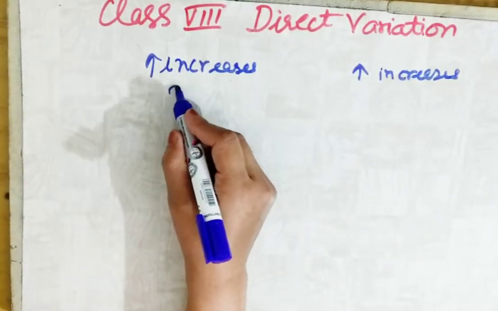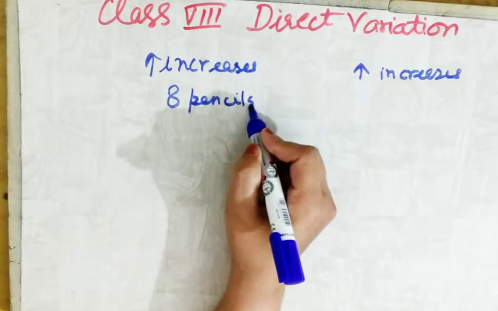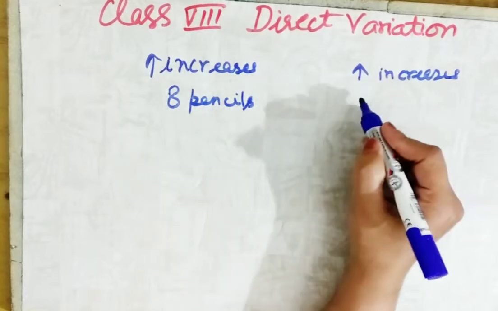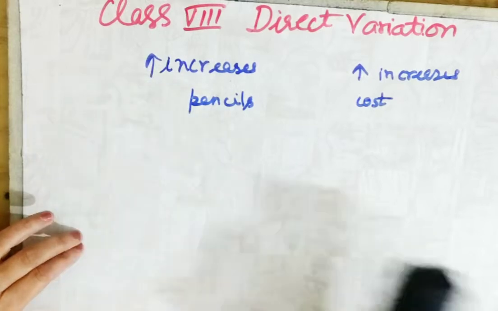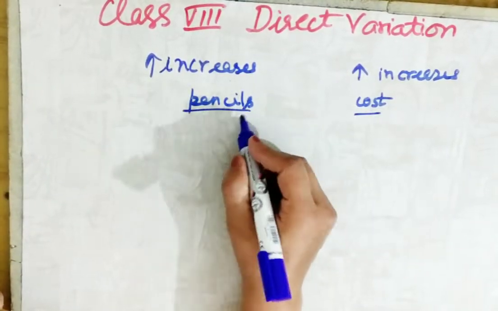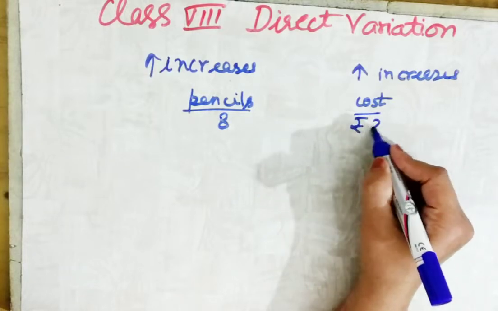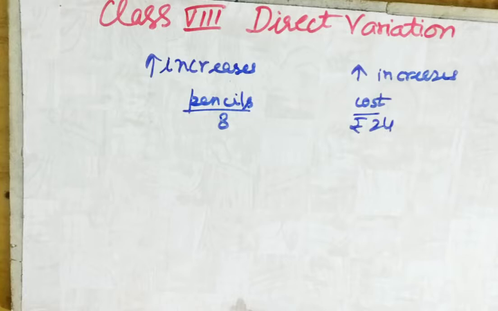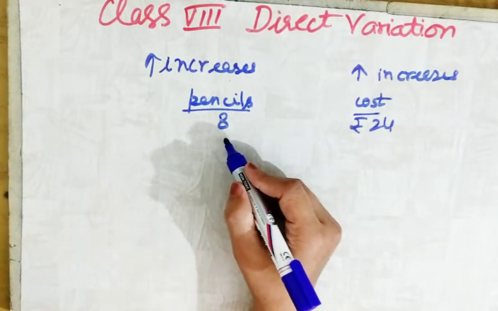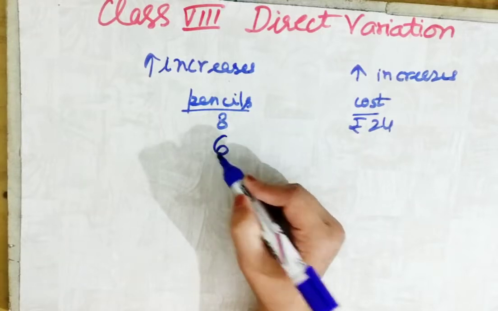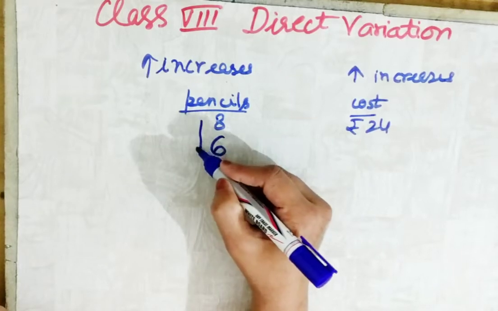if I take 8 pencils, right? So the cost of 8 pencils is how much? These are pencils. Here I am writing the cost. If the cost of 8 pencils is given to us as 24 rupees, children, we have to find out the cost of 6 pencils. Now here what is happening, children? See, the number of pencils is decreasing.